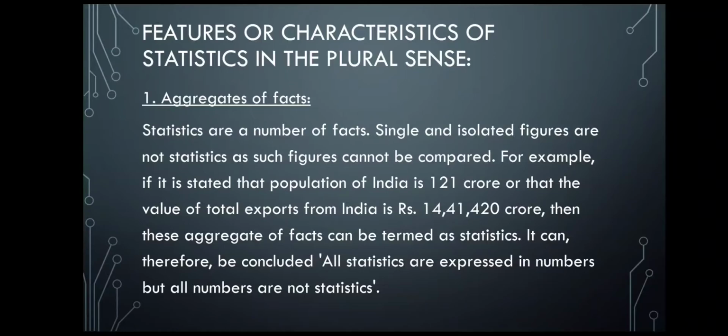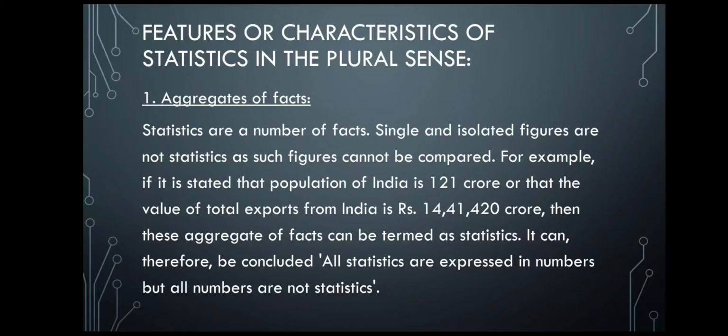For example, if it is stated that the population of India is 121 crore, or that the value of total exports from India is rupees 1441420 crores, then these aggregates of facts can be termed as statistics. It can therefore be concluded that all statistics are expressed in numbers, but all numbers are not statistics. So, a single data is not statistics. A certain level of aggregation is important.